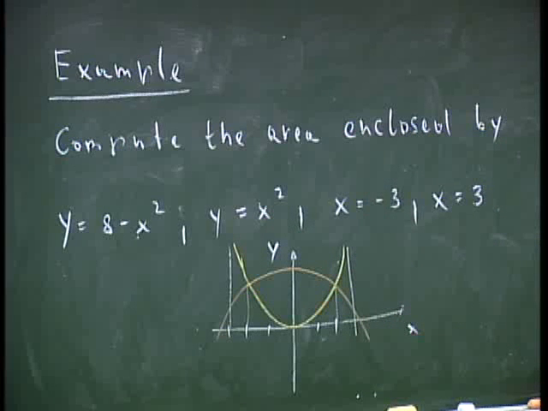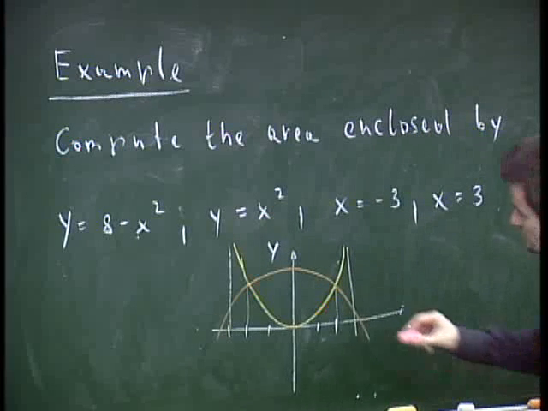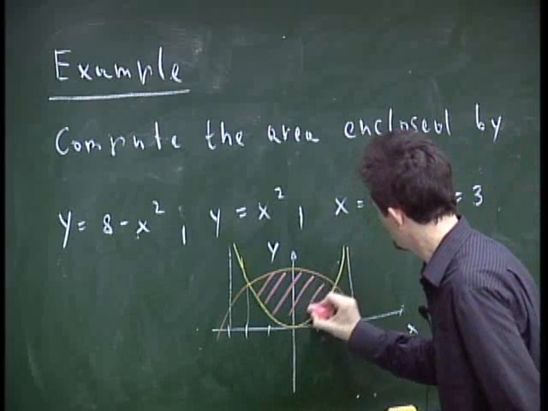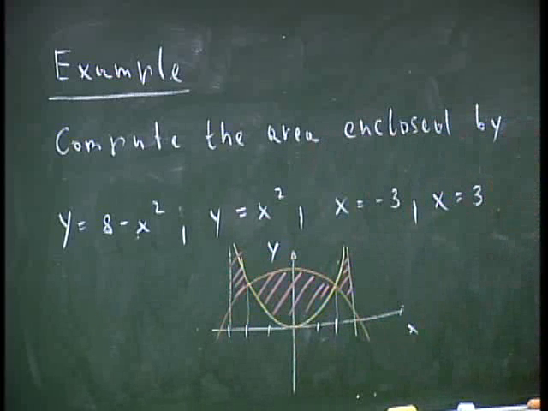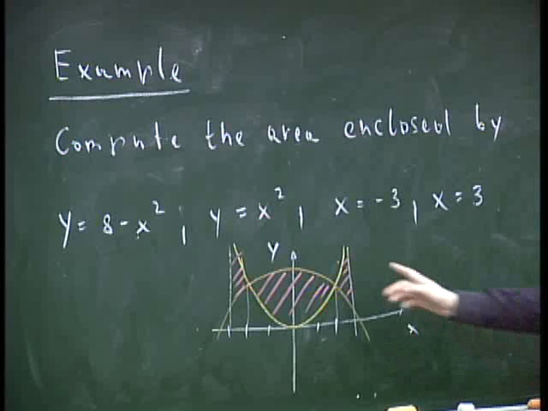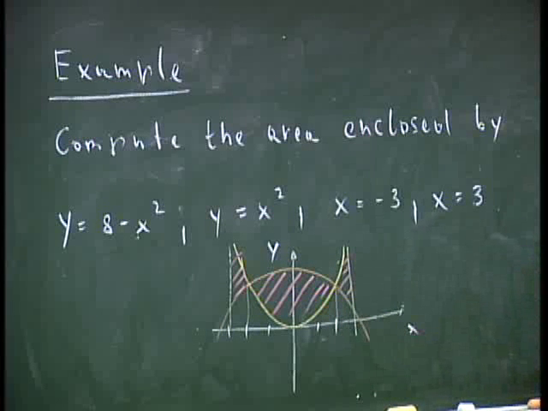minus 3 to 3. So you see that what you have here is, okay, this would be this area here. And then you have this part here, and you have this part here. And the first thing which you observe is actually, strictly speaking, this area we haven't defined yet. Because we have defined the area of domains which are either bounded above and below by continuous functions or of domains which are below a given function and above the x-axis. But this domain which you see here is not of those two types.